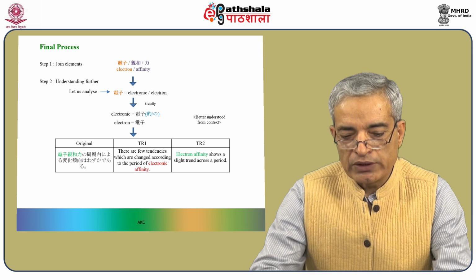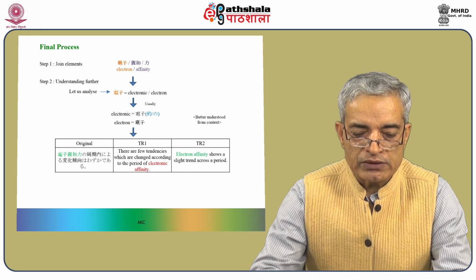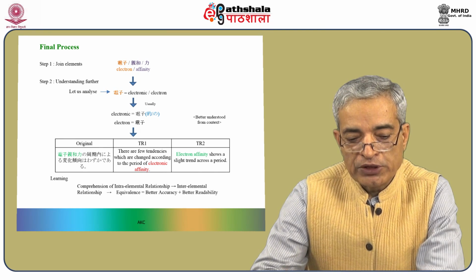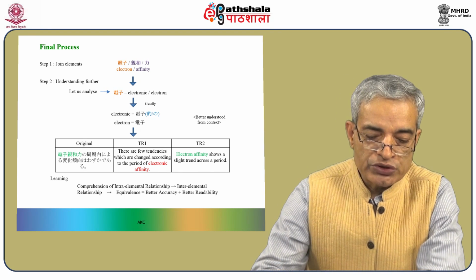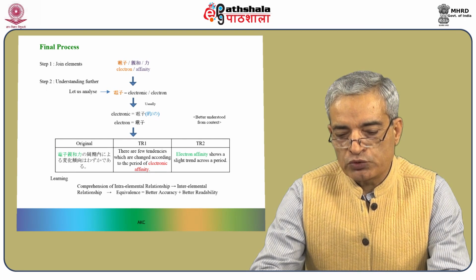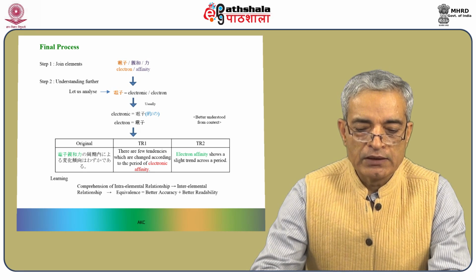Denshi is getting changed into electronic. In the case of TR2, it is electron affinity. So Denshi Shinwa Ryoku is electron affinity. Comprehension of intra elements and then the inter-element relationship, if we fetch the equivalence through this process, it gives better accuracy and better readability.